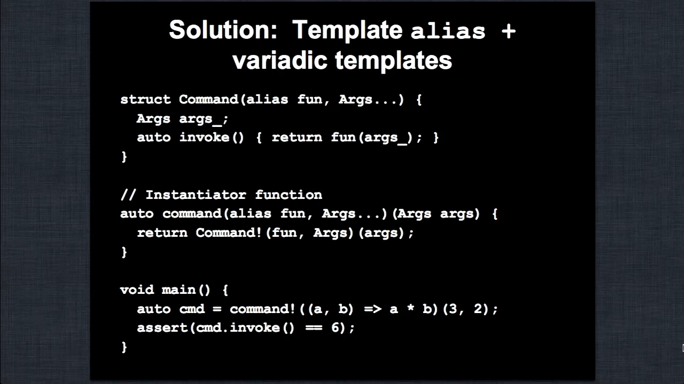As a simple example here, we pass in a lambda function that just multiplies two numbers together as an alias. This is actually a template literal because we don't specify the types of a and b. So we're passing an uninstantiated template as an alias. And we pass as arguments 3 and 2. So this object gets created. And then when we call the invoke method, of course we get 6, because at least last time I checked, 3 times 2 equals 6. Anyone want to double check that for me? So this is the compile-time command pattern.